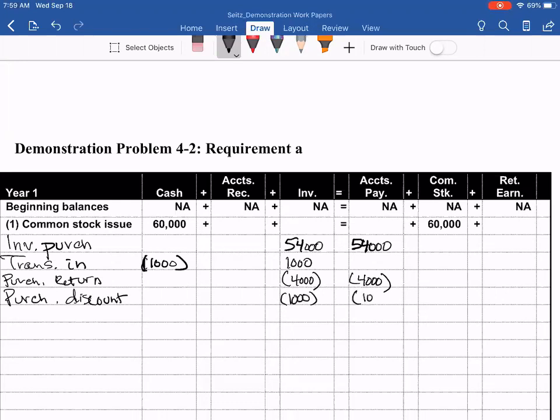I'm also going to decrease my accounts payable by $1,000. I'm going to pay that accounts payable. I'm going to pay $49,000 because I received that discount of $1,000. So you're going to see a cash outflow of $49,000, and then you're going to see a decrease in accounts payable of $49,000. That would also hit the cash flow statement as an operating activity.